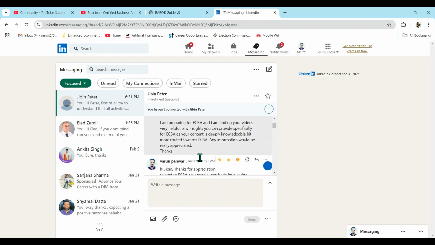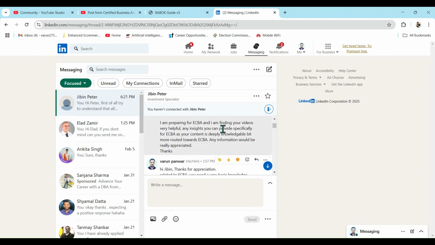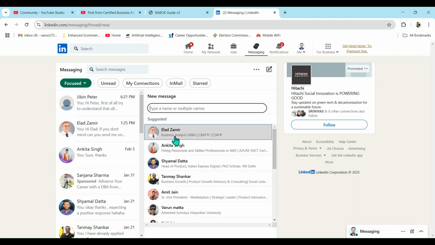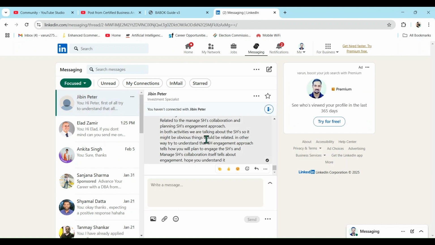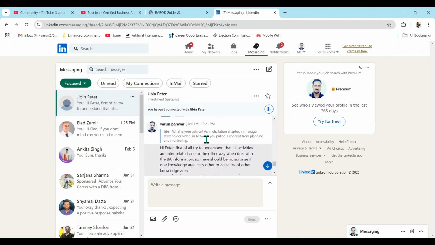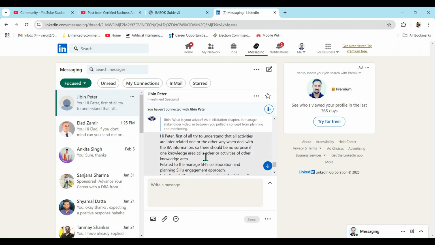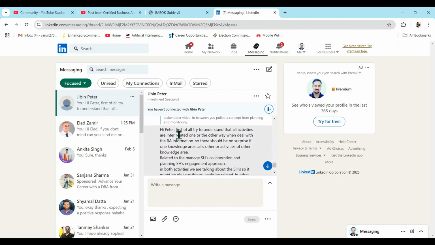Okay, so here is one of the questions. Peter asked, what is your advice on the elicitation chapter in managing stakeholder collaboration? In between, you pulled a concept from planning and monitoring. Well, again, that's the same thing.